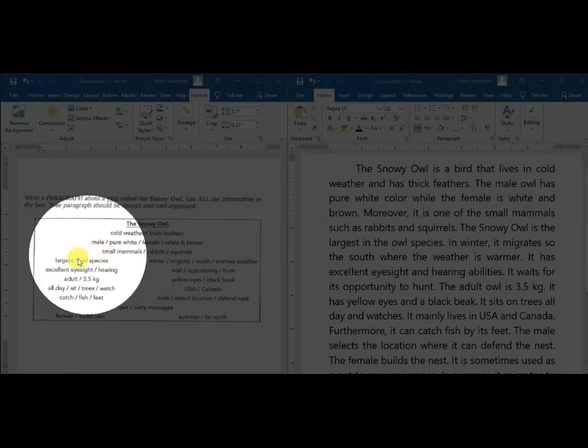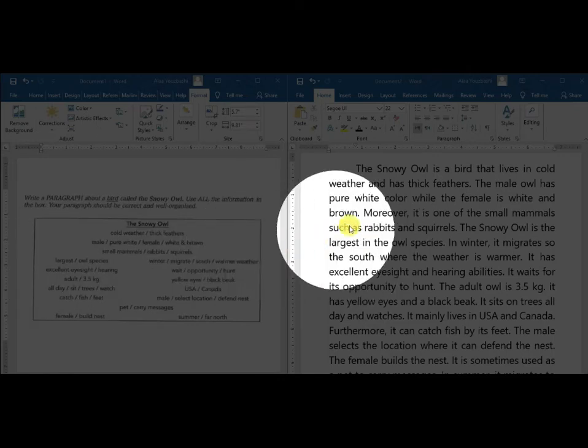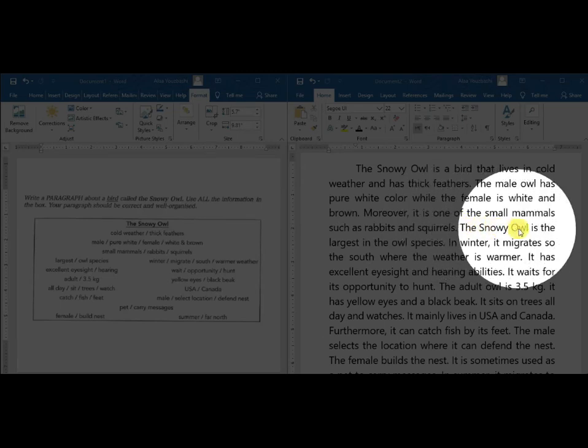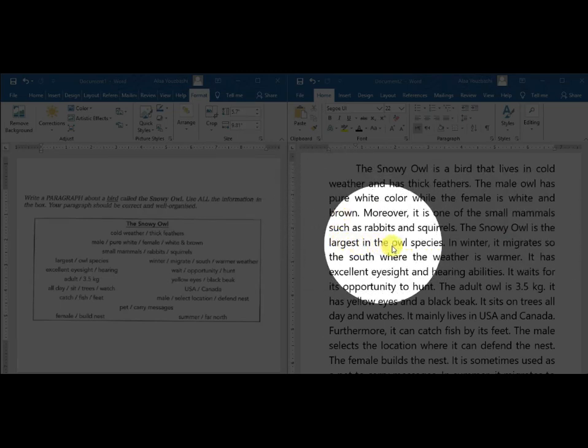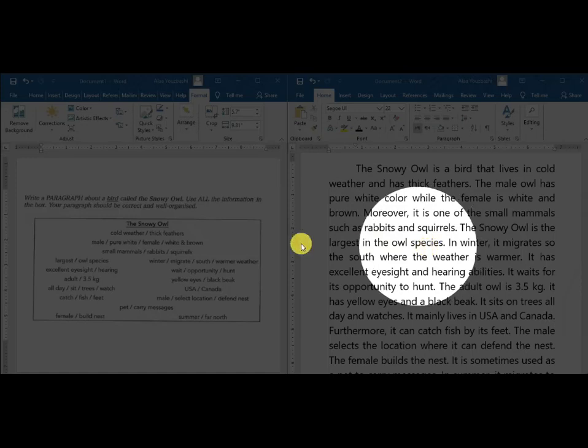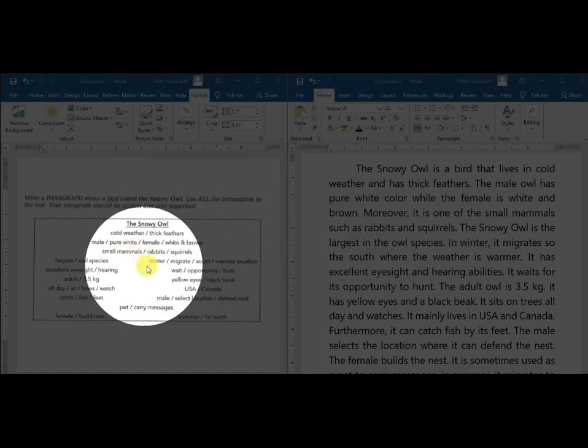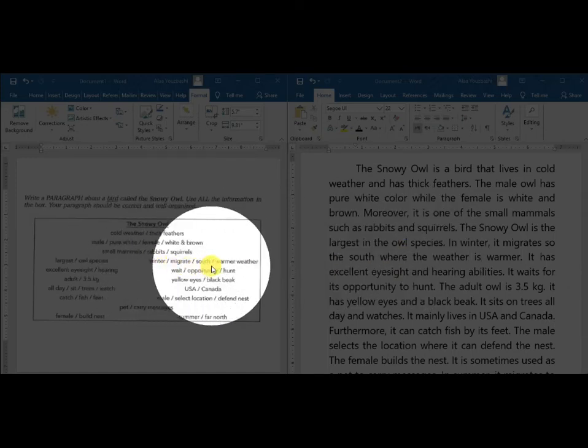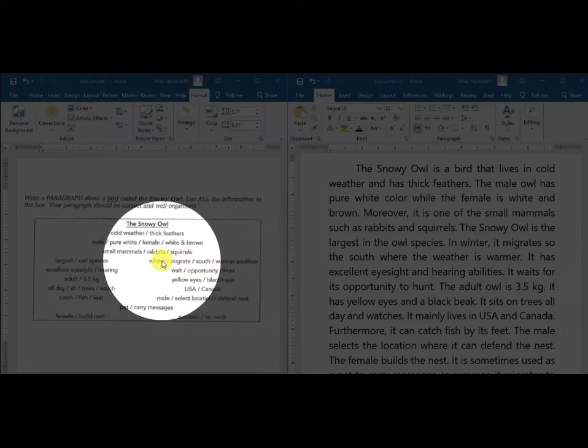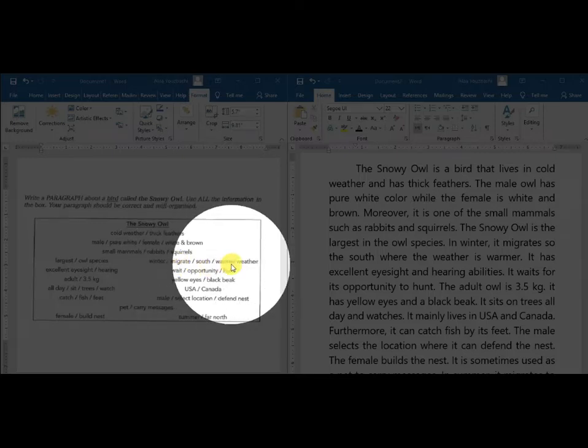Now we continue. Next we have largest owl species. So what can I say? I can say the snowy owl is the largest in the owl species. So it is the largest of its kind. Now winter migrate south, warmer weather. What does that mean? It means that this bird, what does it do? Migrate means travel. So it travels, it moves away in winter to the south. Why? Because the weather is warmer.